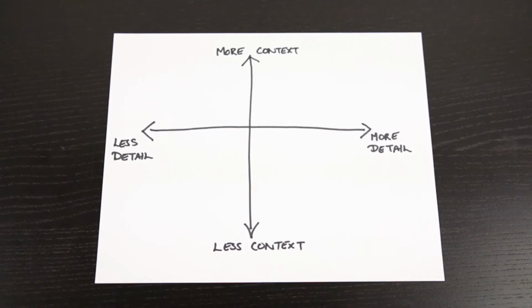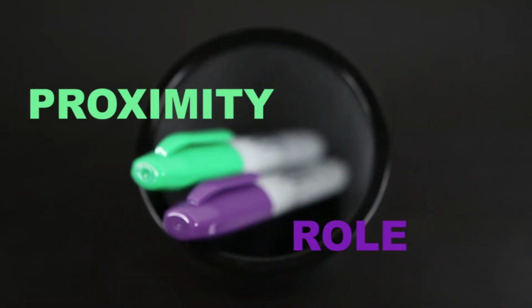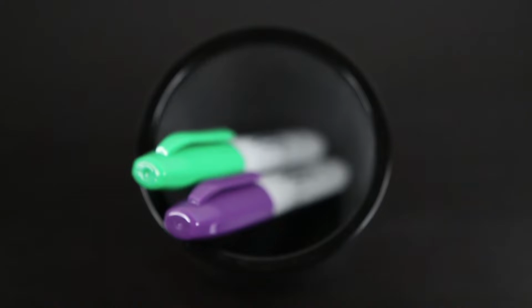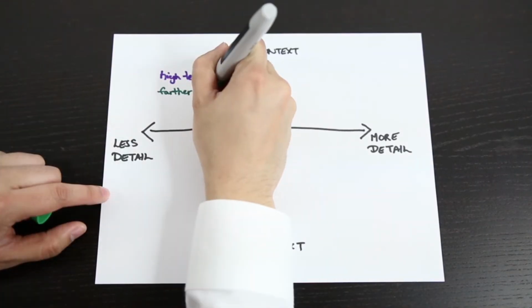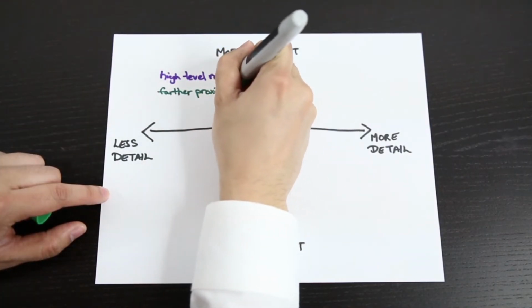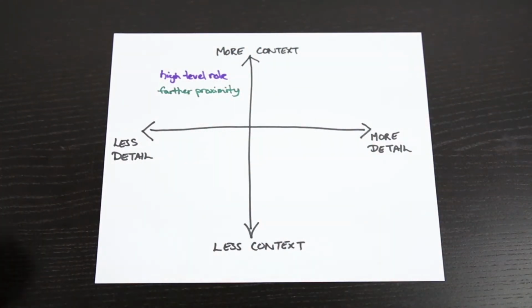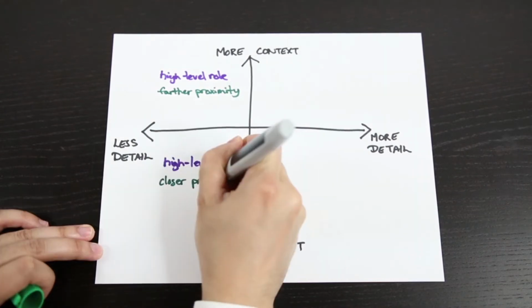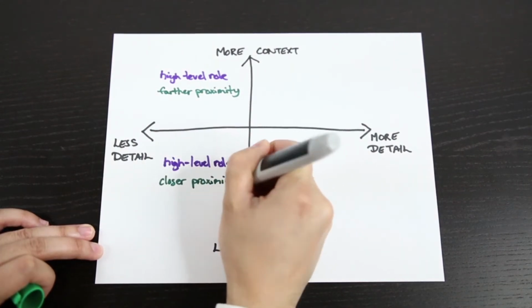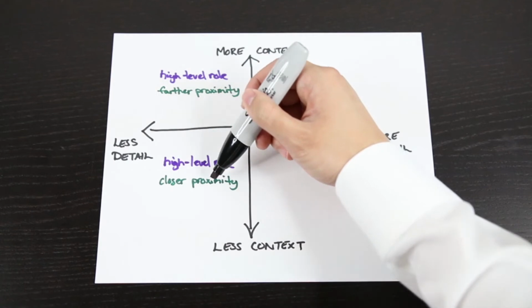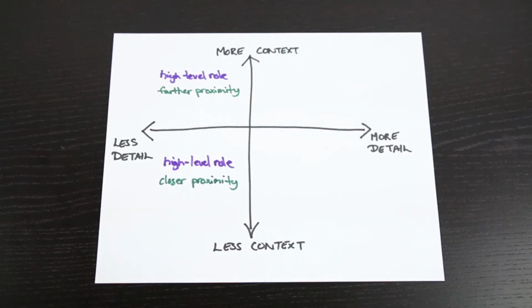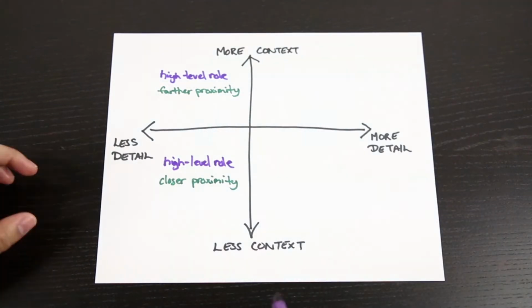And we'll use these two colors to indicate the role and proximity of the audience. So, generally speaking, a higher level role and farther proximity requires more context and less detail. Keeping with the higher level role, these resources that are closer in proximity do not need very much context or detail. In other words, keep your slides very, very concise.